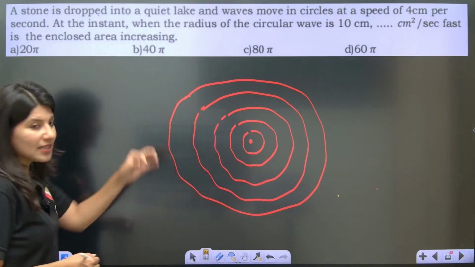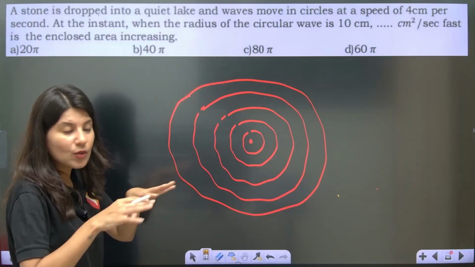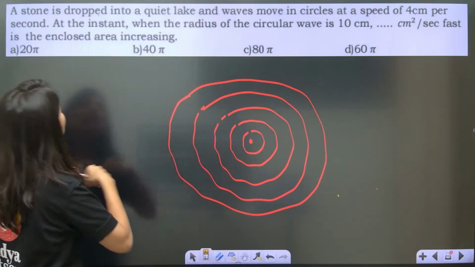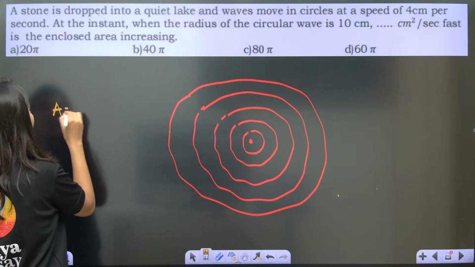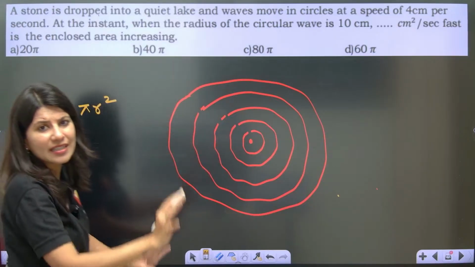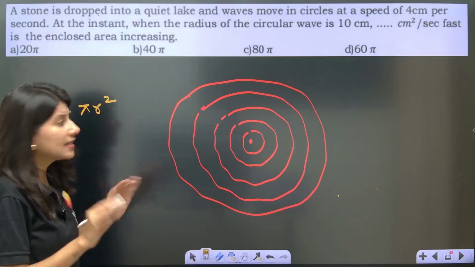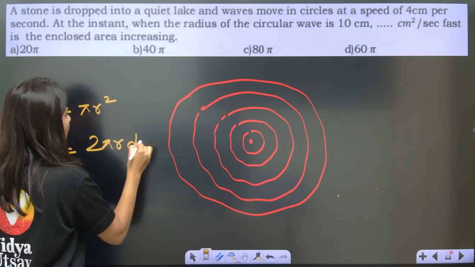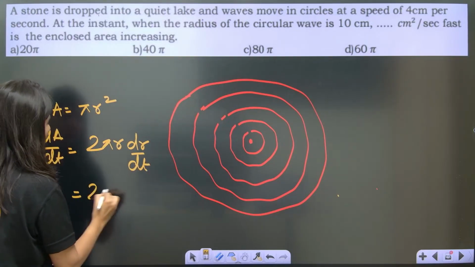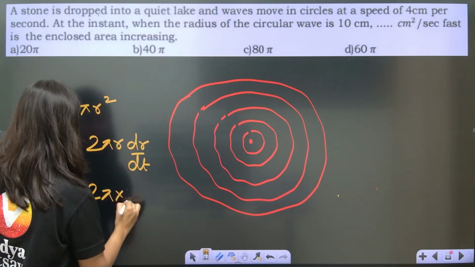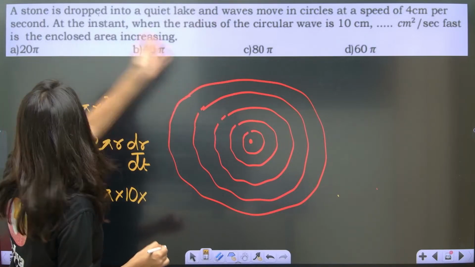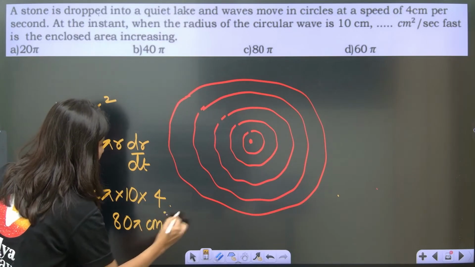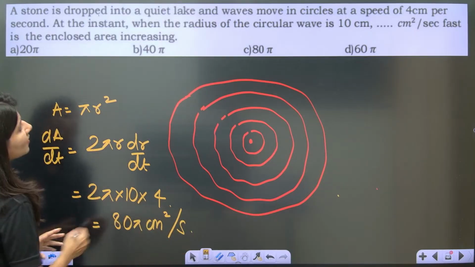Now when you drop a stone, the radius of that circular wave is increasing. So the area is pi r square. Very basic question. The radius is increasing. So dA by dt, can anybody tell me? Yes, ma'am. So 2 pi r dr by dt. Radius is 10 centimeters, so 2 pi into 10, and dr by dt they have already given as 4 centimeter per second. So 4 eights are 80 pi centimeter square per second.